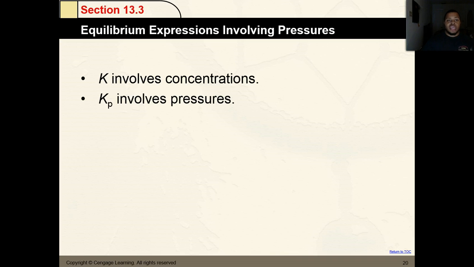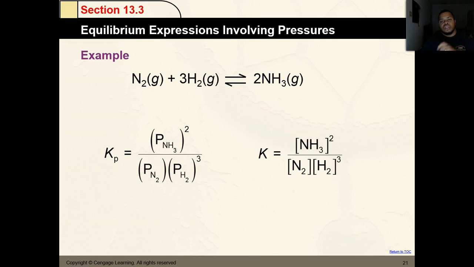Now, K or Kc or Keq involves concentrations. Kp is where we deal with pressures. We want to look at an example here of the same reaction, but now we're doing it in terms of pressure. The way that you'll know that you're dealing with pressure is the values that they give you will be in atmospheres, torr, millimeters mercury, or last but not least, kilopascals, kPa.